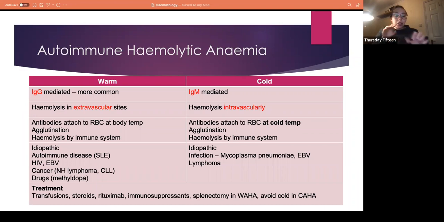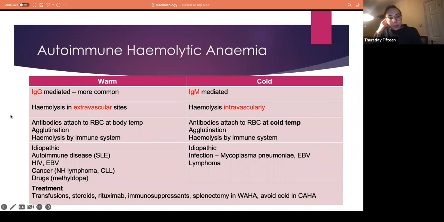So the relationships with different conditions: warm is related to other autoimmune conditions like lupus, which is what this question was about. HIV and EBV, it's also related to cancers, so non-Hodgkin's lymphoma and CLL, and certain drugs. While cold autoimmune hemolytic anemia is often related to infection, particularly Mycoplasma pneumoniae, and lymphoma as well.